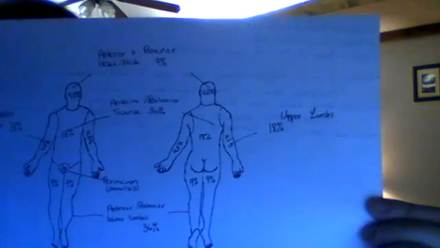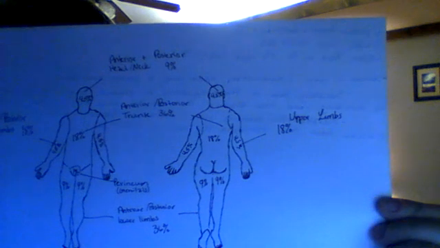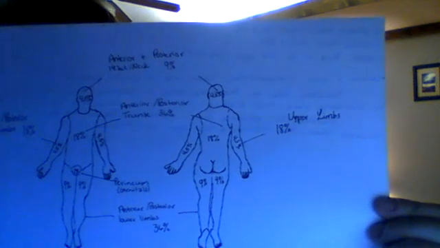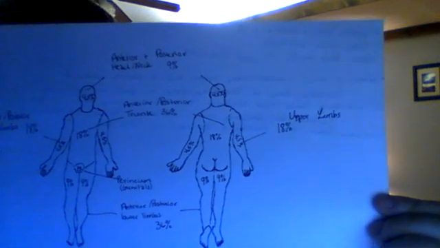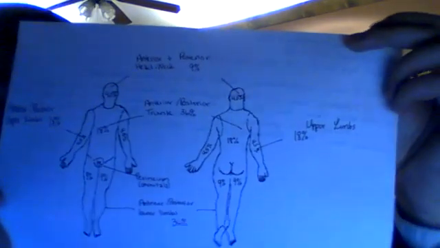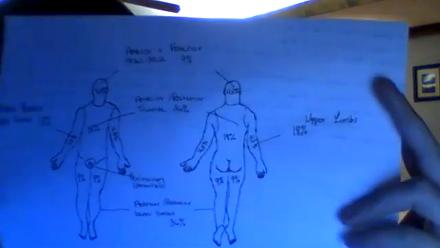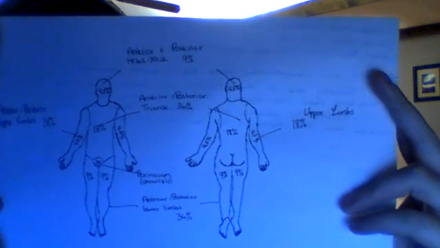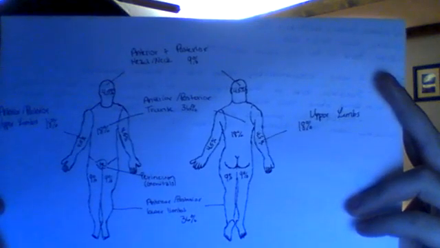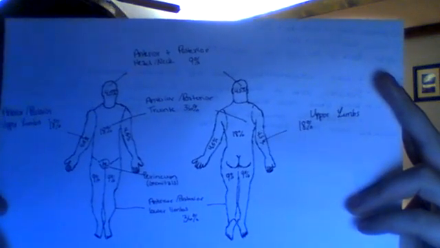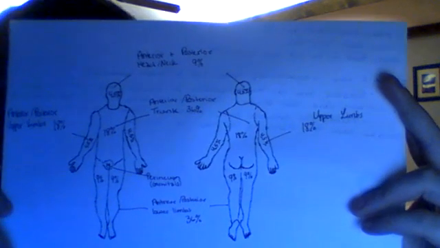At the top part of the head, which is the anterior and posterior of the head and neck, it is 9%. If we go on to our next one, the upper limbs, both the anterior and posterior, are going to be 18%. Each limb will have 4.5% on the front and the back.